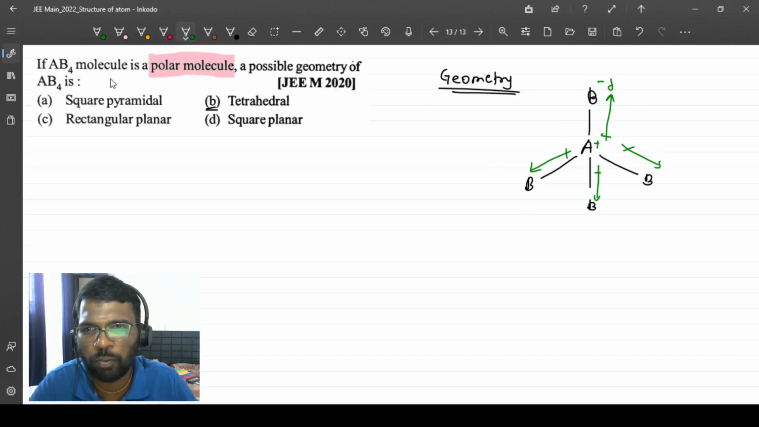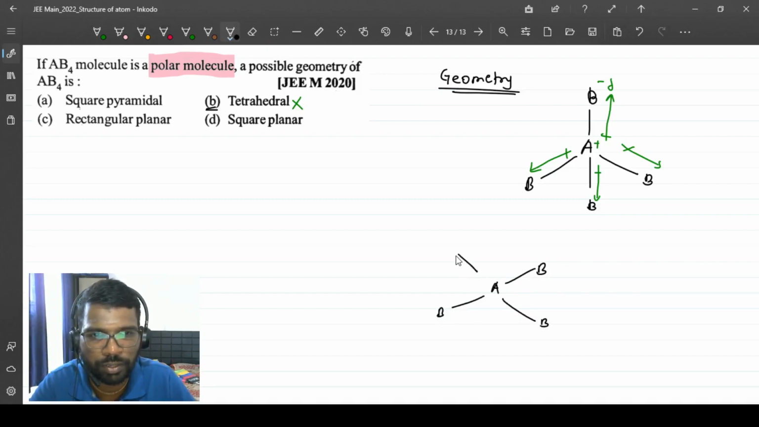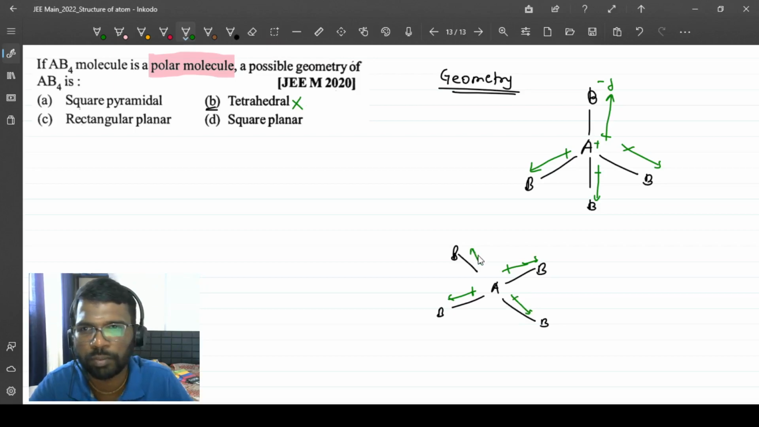If an AB4 molecule is polar, then if it is tetrahedral, there won't be any polarity left in the molecule, right? If it is square planar, the structure is this way. Let's say this is A, and these are B, B, B, and B. The polarity will be this way, since B is more electronegative, that is what I have assumed. Again, here also there is a cancellation of the dipole moment.